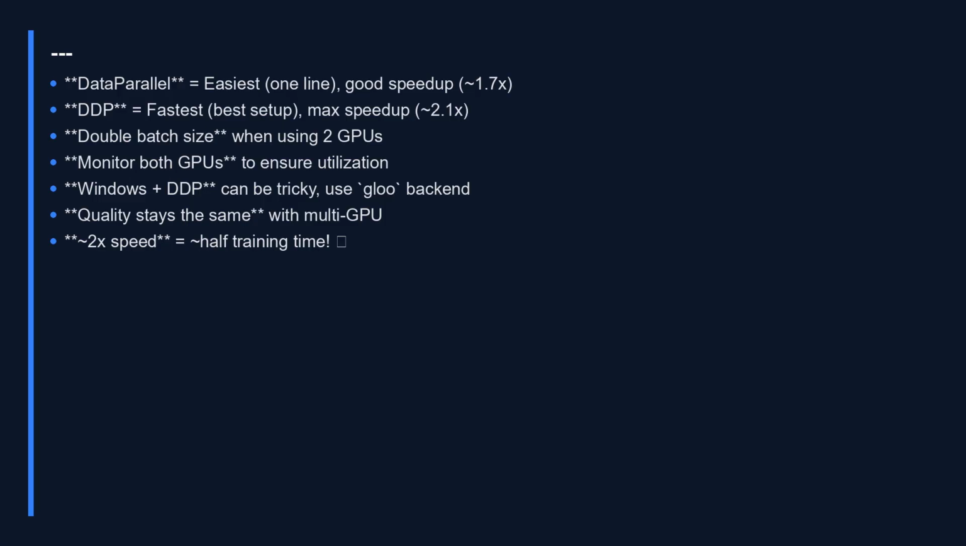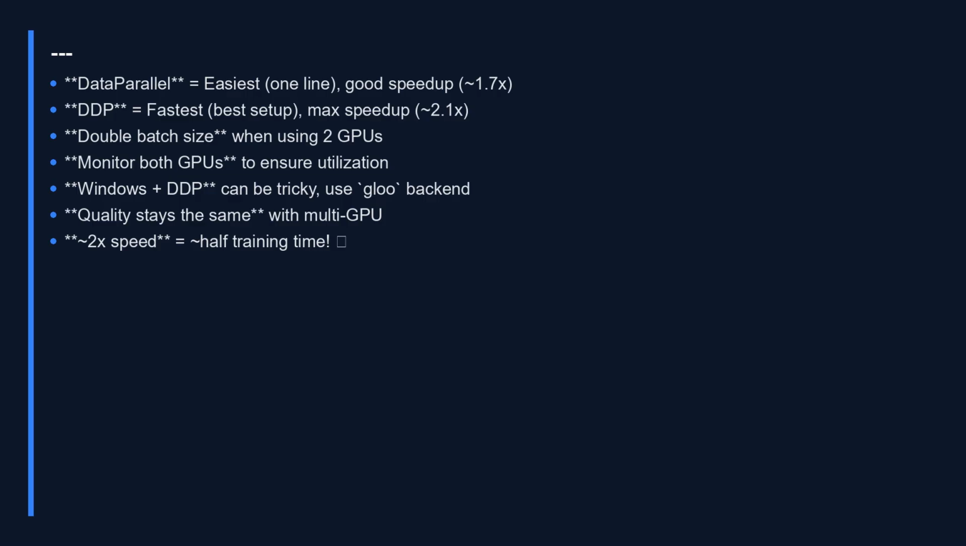Key takeaways. Here's the mental model to carry forward. DataParallel is one line of code, works reliably on Windows, and gets you to about 1.7 times single GPU speed. DDP is more involved, requires working around NCCL on Windows by using the Gloo backend, but delivers around 2.1 times speedup when configured correctly. Either way, doubling your effective batch size is part of the deal. Account for that in your learning rate.